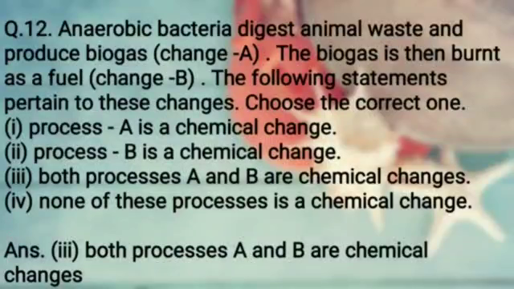In the first option, it only says that process A is a chemical change, nothing about process B. So it is quite incorrect. Process B is the same. Here also it says only process B, but nothing about process A. So that is quite incorrect. But third, both processes A and B are chemical changes. So that is absolutely the correct option. So the third one is correct.